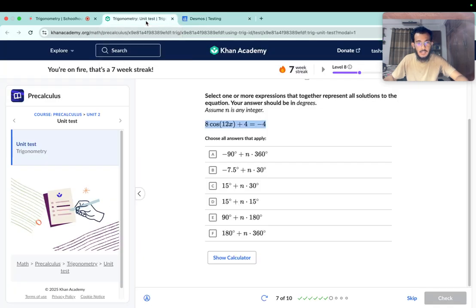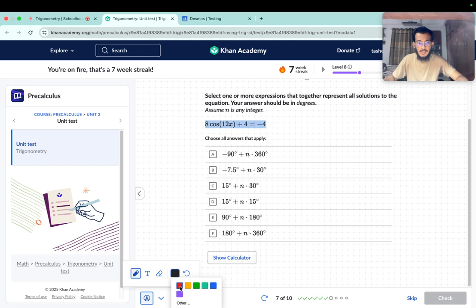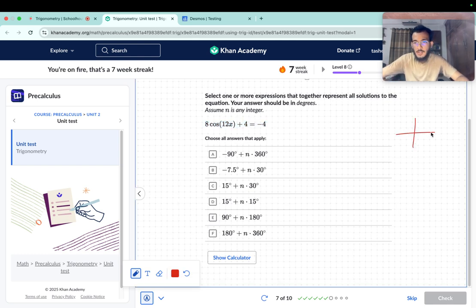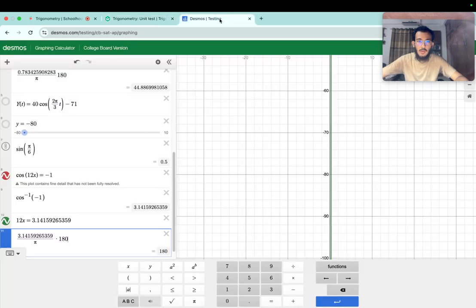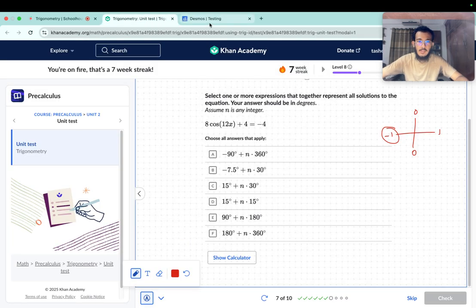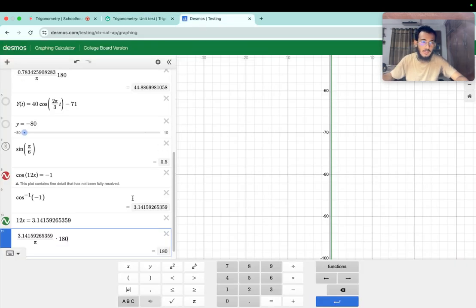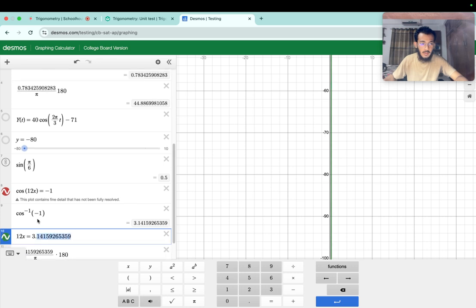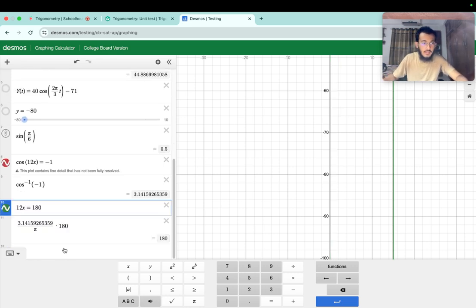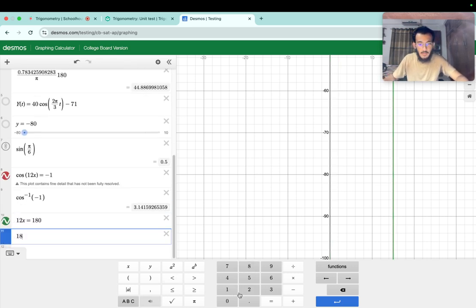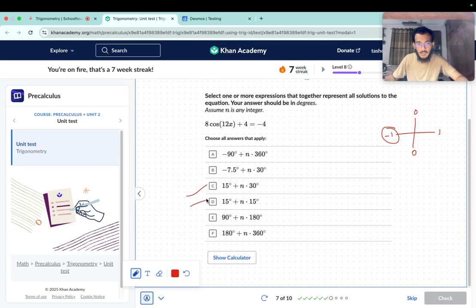It makes sense because cos starts from 1, then 0, then negative 1, 0, back to 1. So if it is negative 1, then it's 180 degrees. So this 12x would be equal to 180 degrees. And now 180 must be divided by 12 in order to get 15. So you would get 15.